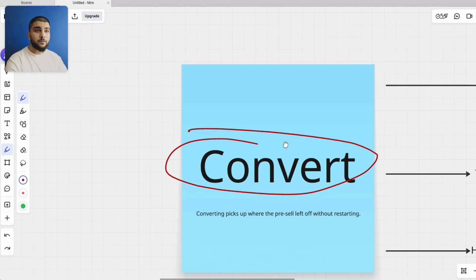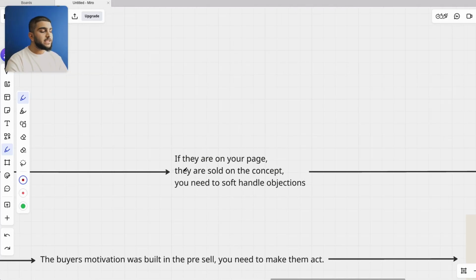So now, getting more into conversions. If they are on your page, they're already sold on the concept. Now you're handling soft objections.